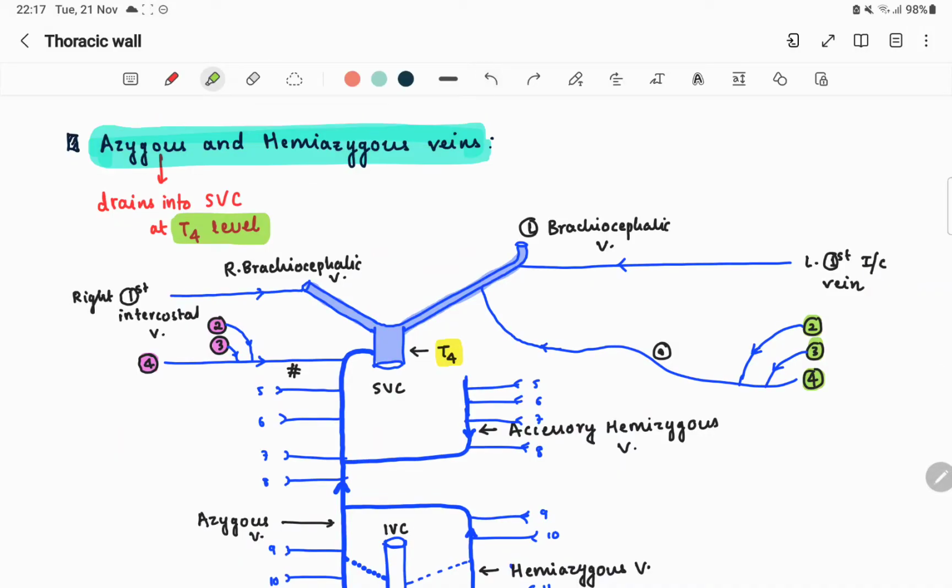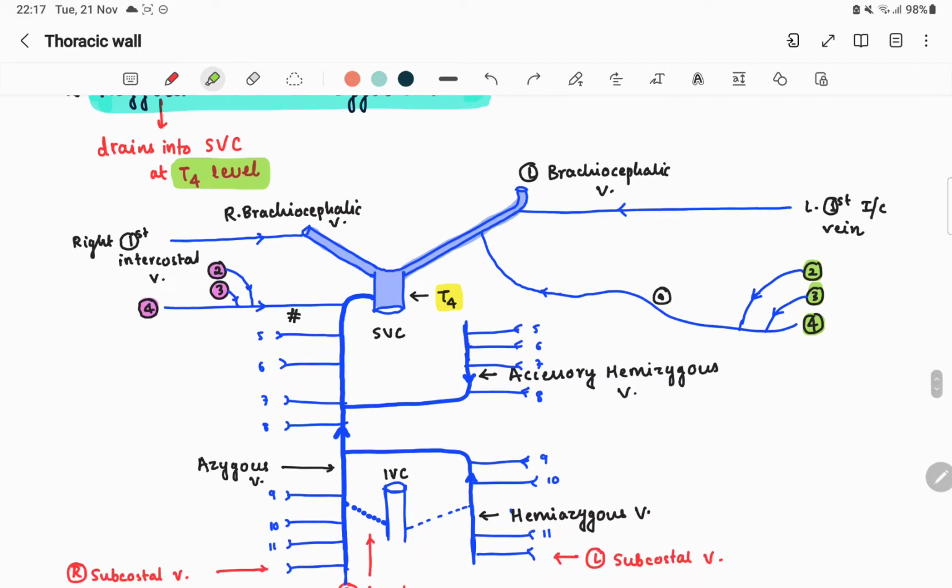Let's talk about the venous drainage. So azygos vein drains into superior vena cava at T4 level. This is a fact.